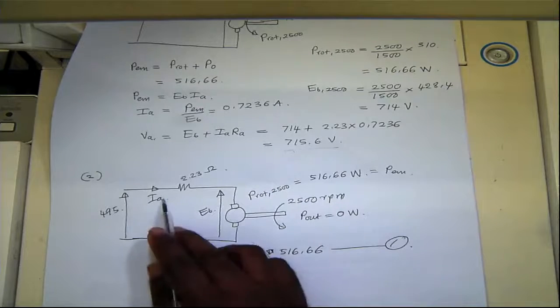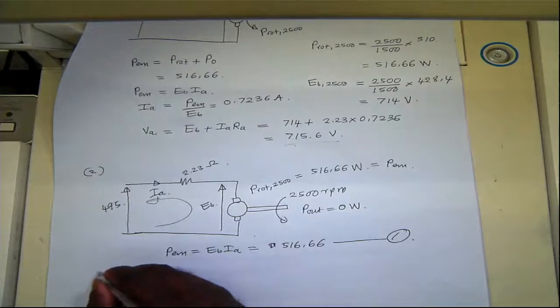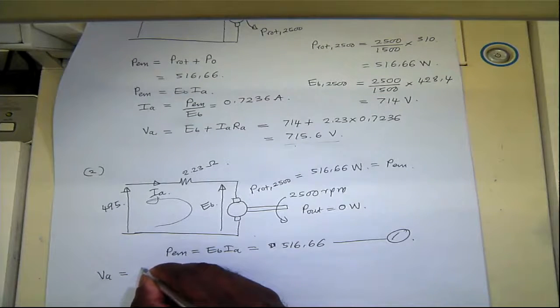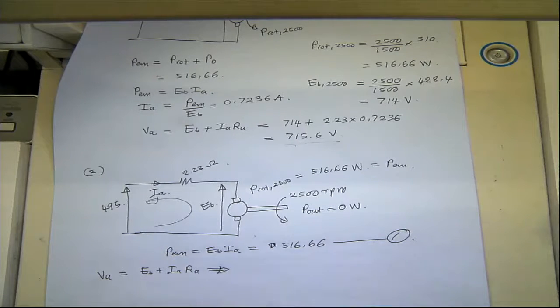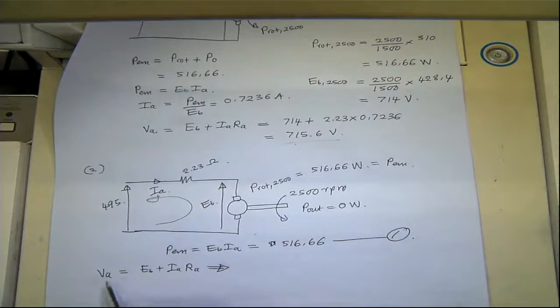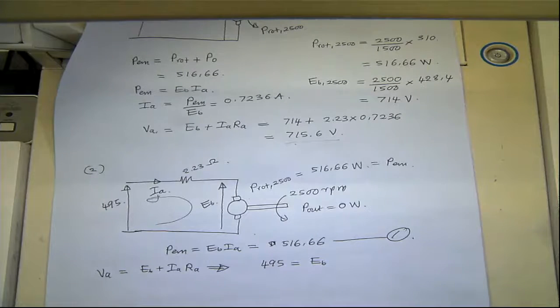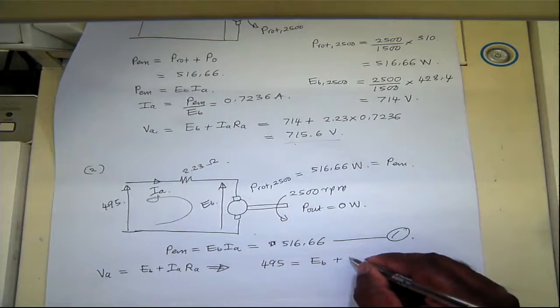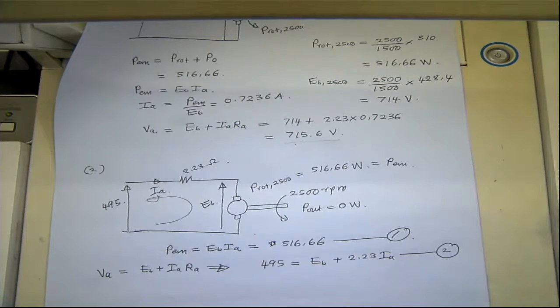And then if we apply Kirchhoff's voltage law to this loop, we'll have, let's say, VA equals EB plus IA RA. So then if we substitute values, you'll have VA, which is 495, equals EB, which we don't know, plus RA, which we know is 2.23, times IA as well. So these are the two relationships. So we have to figure out EB and IA to satisfy these two equations.